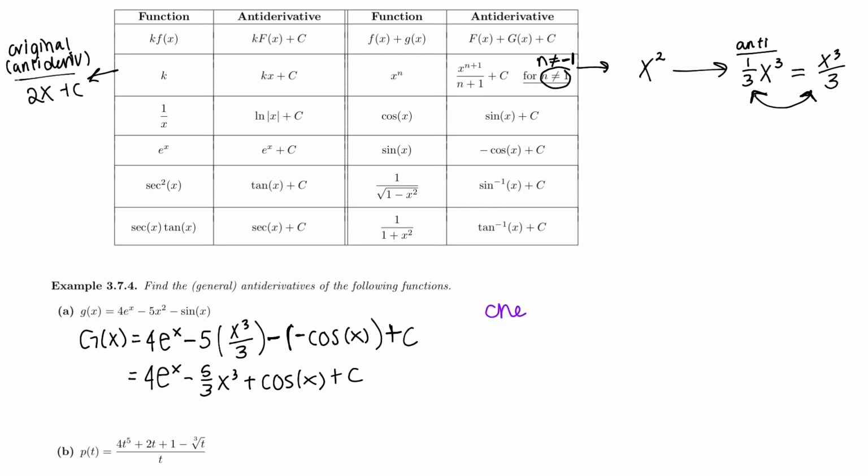And we can always check. We can check to make sure that when we take the derivative of our antiderivative, we get back this function here. So I'm going to take this guy's derivative. If I take it, I get 4e to the x minus, the 3 would come down and cancel with the denominator, so 5x squared, cosine's derivative is negative sine x, and then the constant's derivative is 0. So this is the same thing as our original g of x.